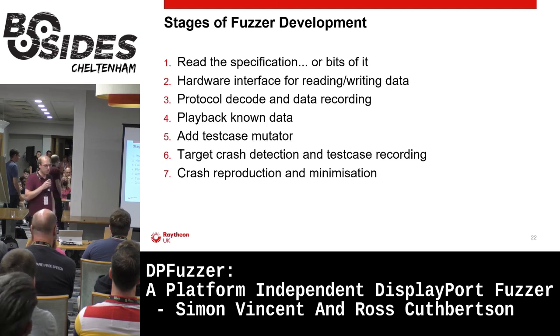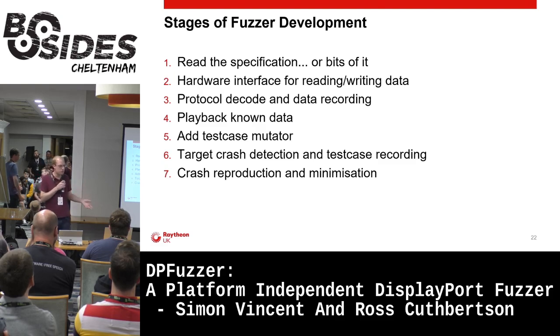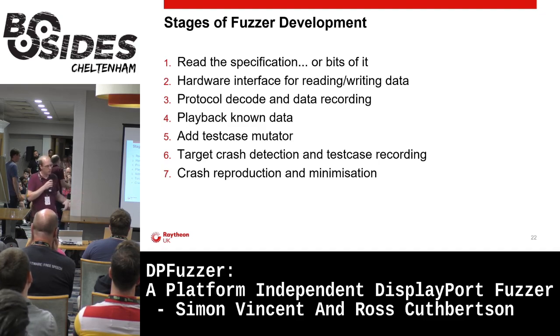Then we add in things like mutating of test cases. So we start adding a bit more randomness, and then build the fuzzer up, adding crash detection, recording test cases. And then if we get lucky and have some crashes, we can add functionality to replay those crashes and minimize them, turn them into sort of proof of concepts.